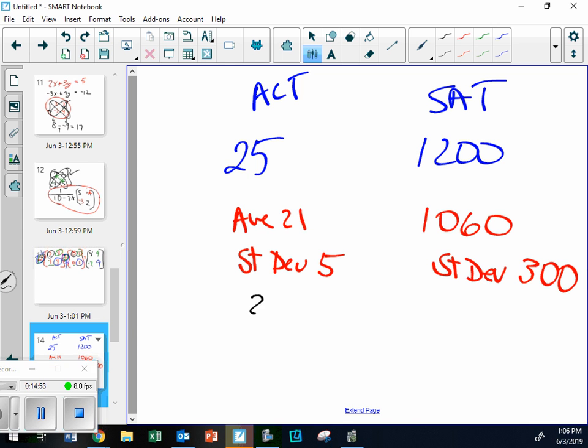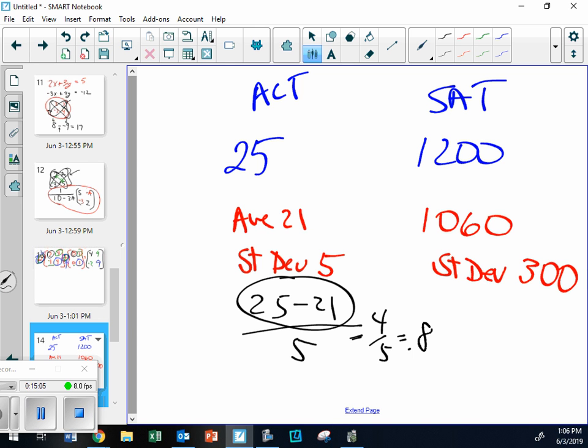So you should have said 25 minus 21 over 5. And that ends up being what? 4 over 5. And what is 4 over 5? That's about a 0.8. A 0.8, what does that mean? That means they're above what? Average. And is it as much as a standard deviation above? No, that would have been a 1.0, not a 0.8.